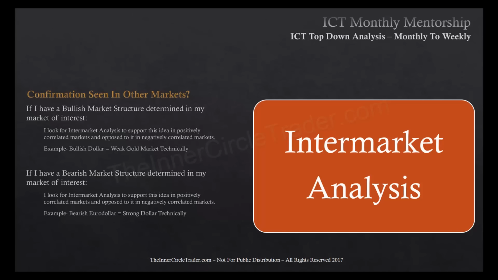Bearish market structure, okay, when I'm expecting lower prices and seasonals are behind it, and I have a pair that would be grouped with a weak against a strong, and I'm seeing this in my market of interest, what I'm going to be doing is looking at inter-market analysis to support the idea in positively correlated markets and or opposed to it in negatively correlated markets. An example would be if I'm bearish euro dollar, I'm going to be looking for strong dollar technically. Something else that would be supportive of that would be if I'm looking for weaker euro dollar and stronger dollar as a supporting factor. We can use gold again as a supporting factor to further confirm it by expecting lower prices in the gold market.